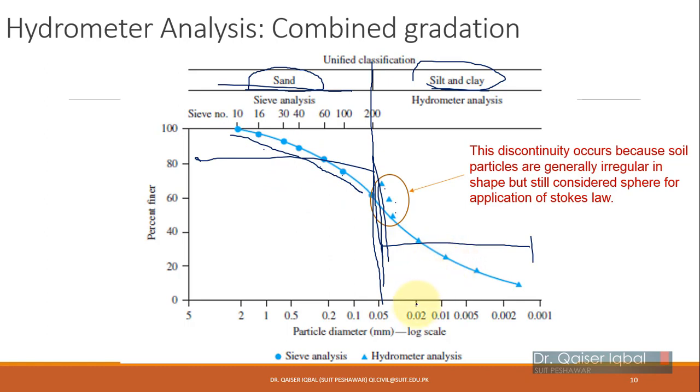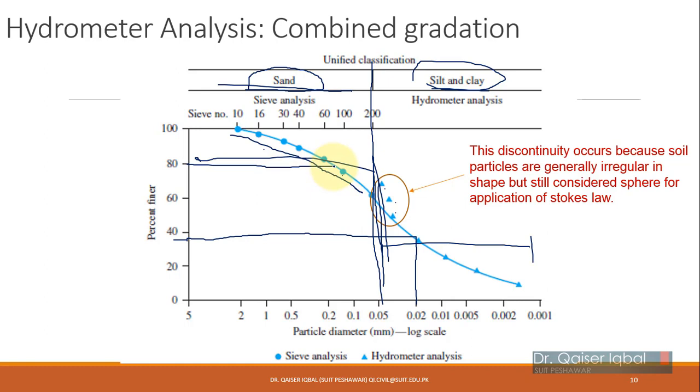For example, I want to know how much percent is 0.02 millimeter soil. So I take 0.02 from here, and I come to this graph over here. So it's approximately, you can say, 35%. Okay, so 35%.